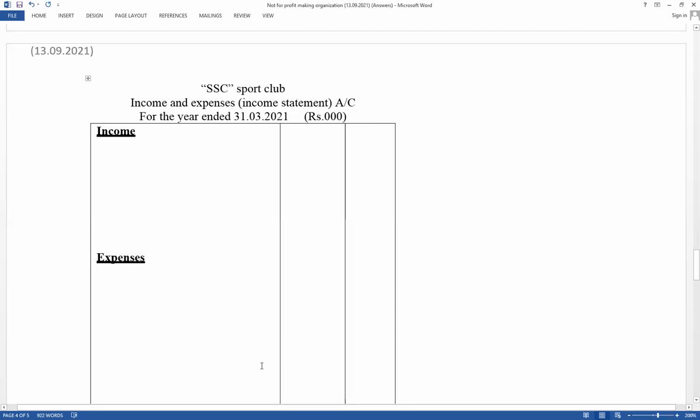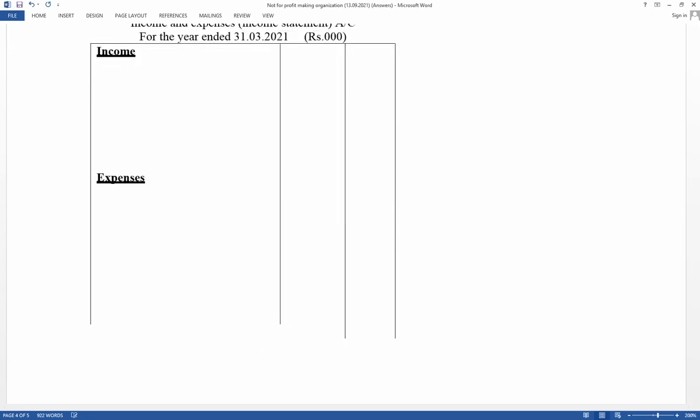The reason is the main purpose is not to generate profit. If there is a profit, we have to write it as a surplus. If there is a loss, we have to write it as a deficit. Then there's the financial position also. Therefore, this is the way you have to prepare the format for the financial position.